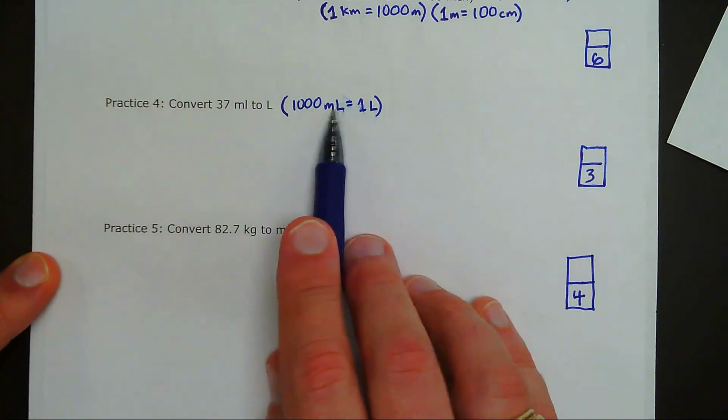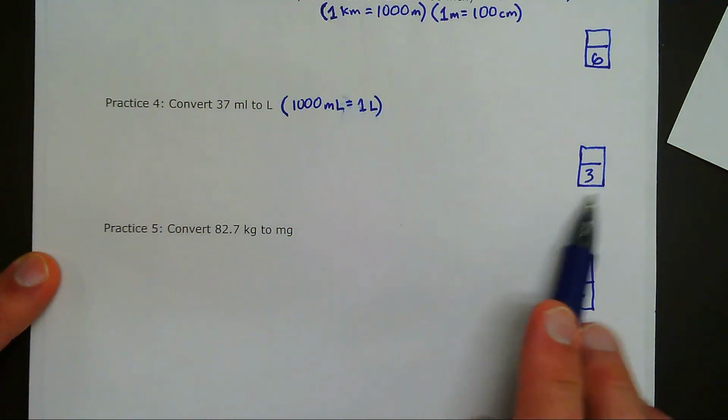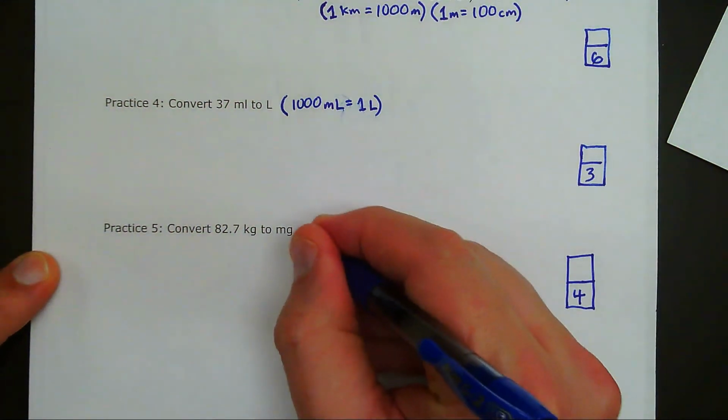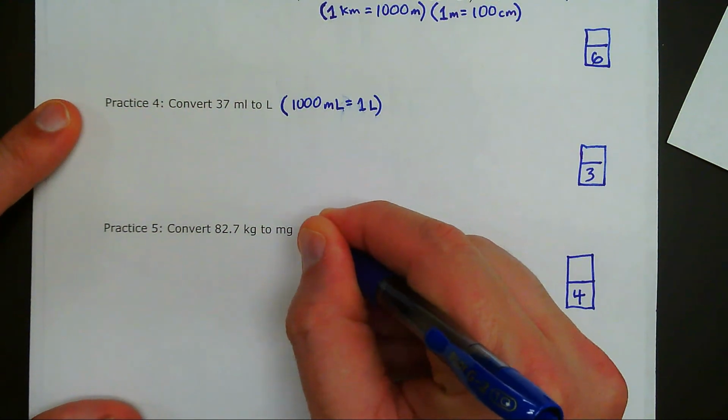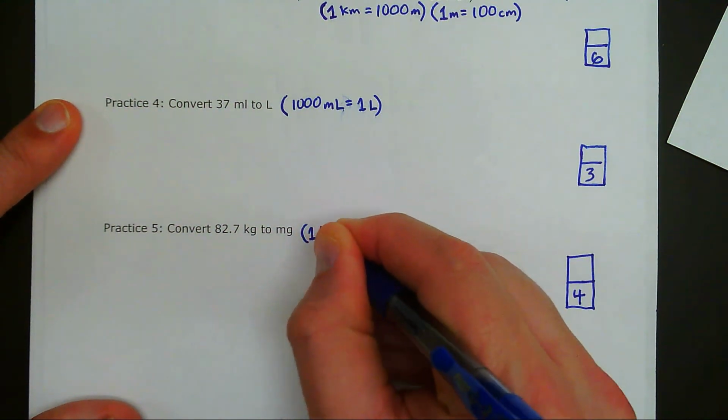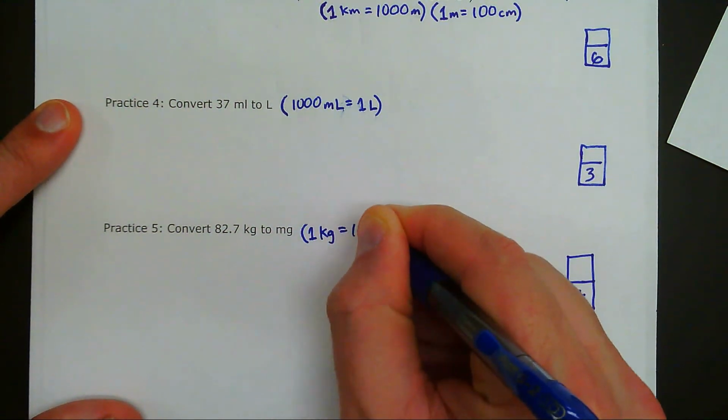This is a nice, easy one. There's only 1 conversion, so that's worth a total of 3 points. And then this final practice problem, I need to tell you, and we will give these to you on the test.